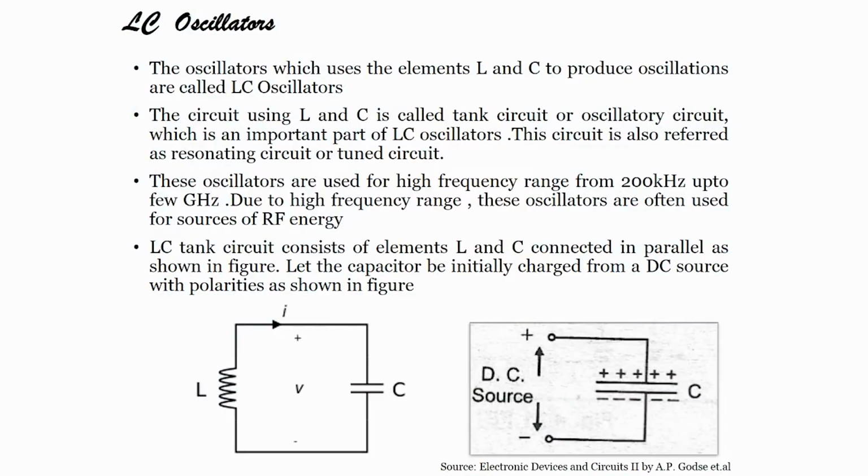If you see the screen, the oscillators which use the elements L, that is inductor, and C, that is capacitor, to produce oscillations are called LC oscillators. Very easy definition, right. The circuit using L and C is also called a tank circuit or oscillatory circuit, which is an important part of the LC oscillator.